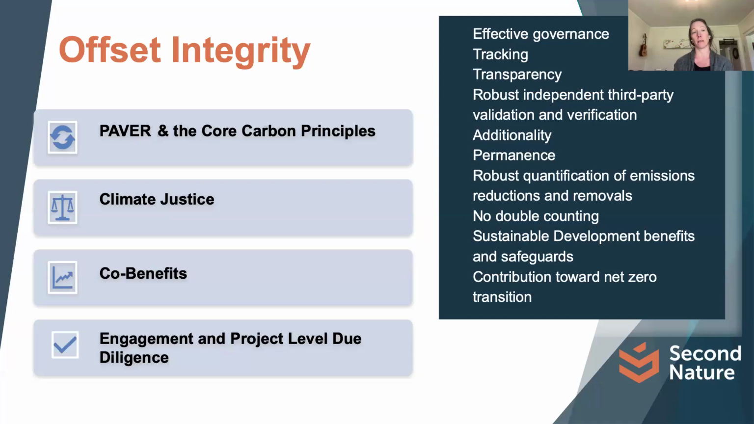The other obvious consideration with all these projects is climate justice. Some people include climate justice in co-benefits, which are all the other reasons to do an offset project besides the greenhouse gas mitigation potential. But we like to pull it out at Second Nature because there are some pretty important social, economic, and environmental benefits or negative impacts of offset projects, and the ways that they're developed and designed have bearing on those impacts.